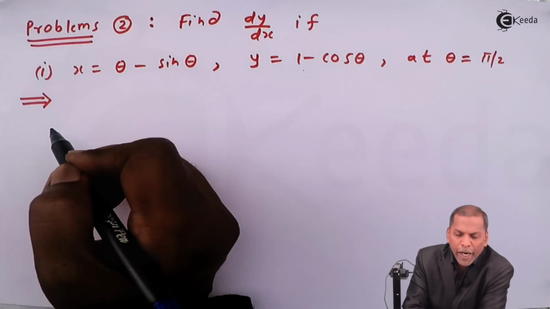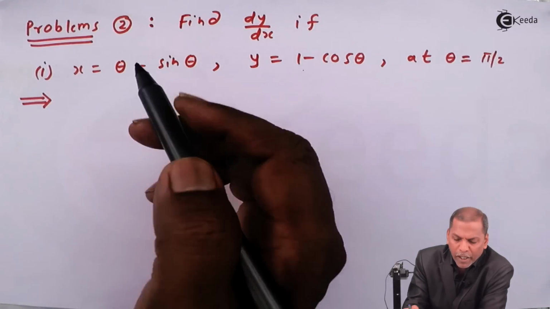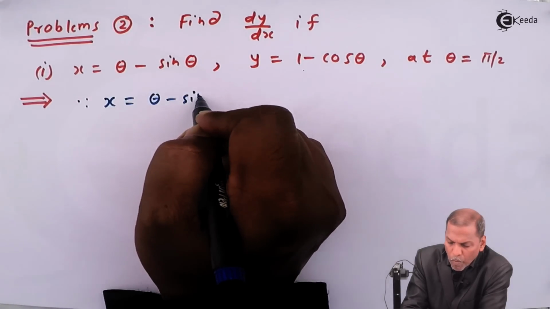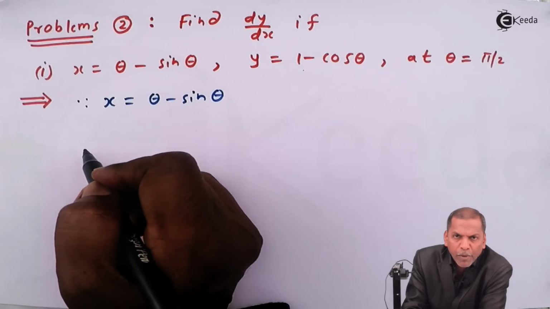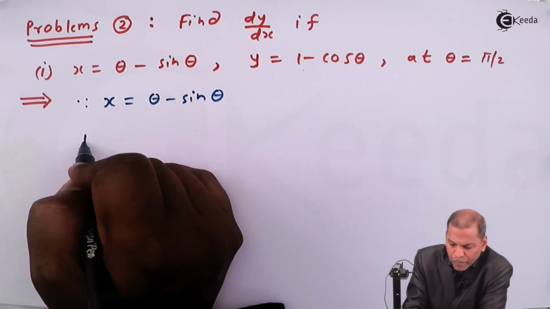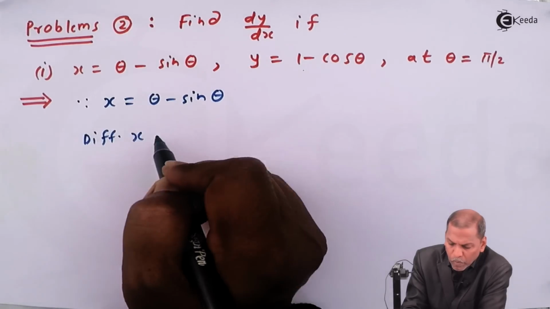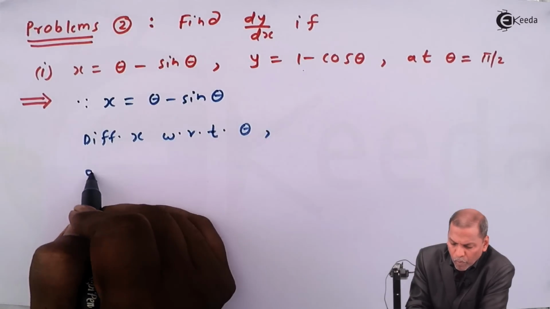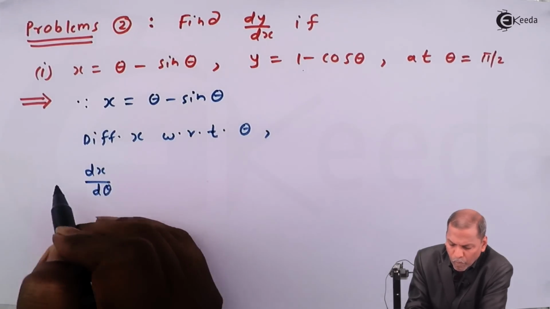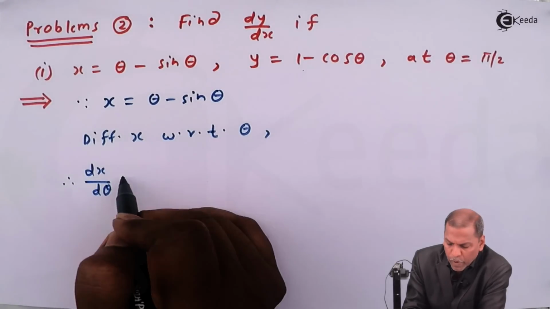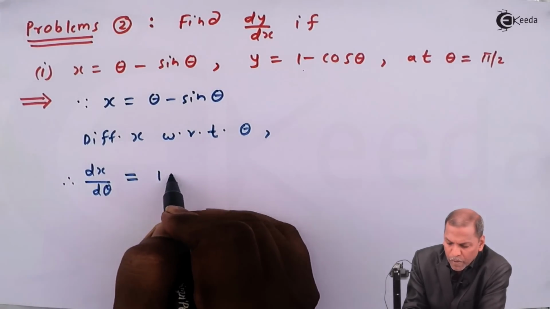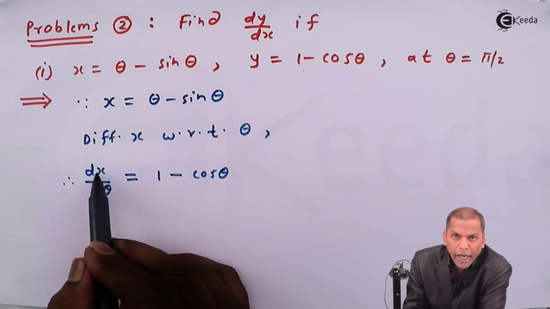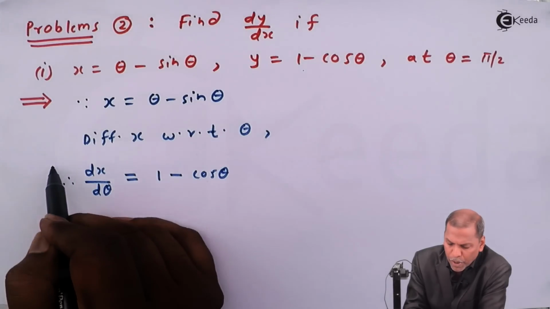First of all, we start from x is equal to theta minus sine theta. Differentiating x with respect to theta, we get dx upon d theta is equal to the derivative of theta, which is 1, minus the derivative of sine theta, which is cos theta. It means that dx upon d theta is equal to 1 minus cos theta.